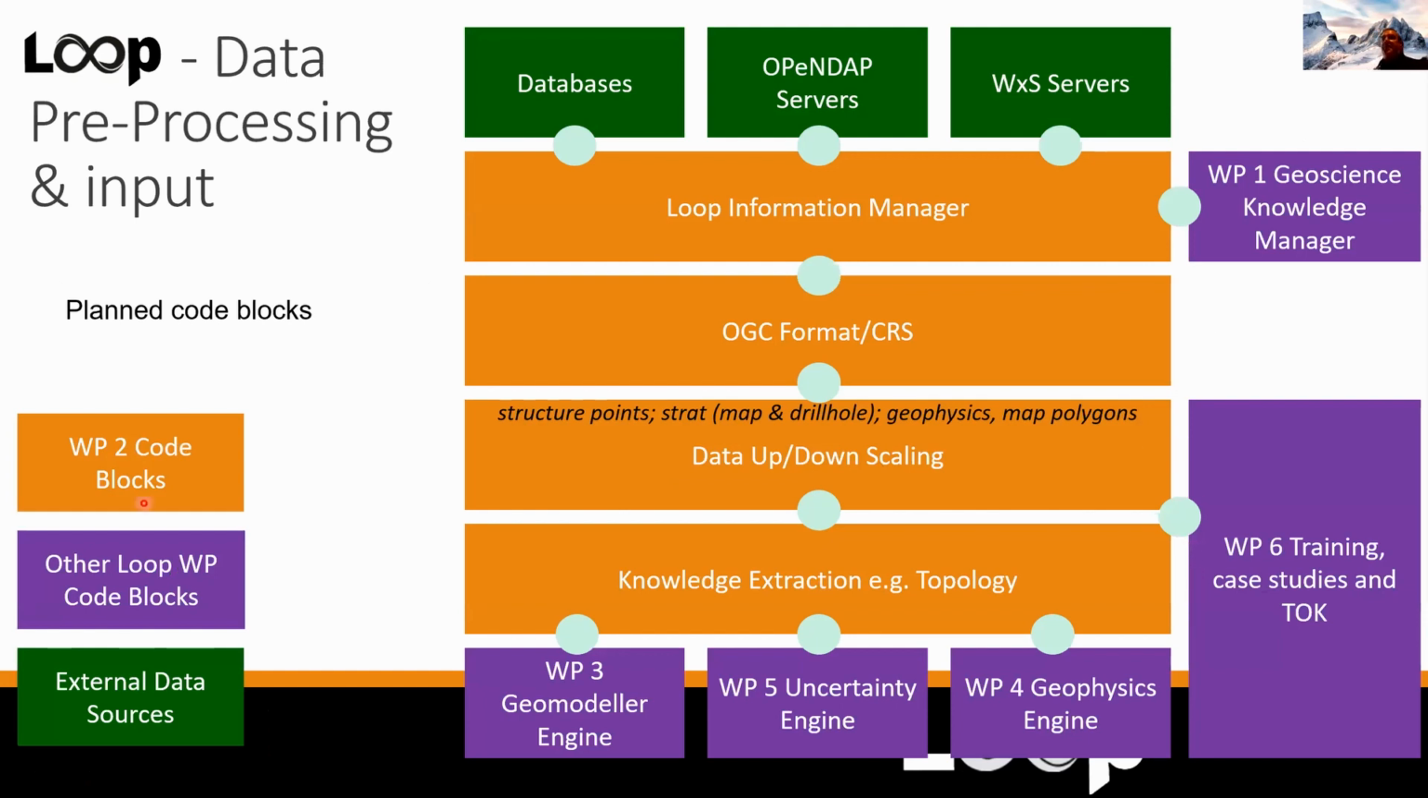The idea of the pre-processing loop, or pre-loop, if you want, is basically to be able to access or talk to all the different databases and servers available in our surveys at the moment. And then being able to, for example, manage projection systems, look at formatting the data in a format that Loop can actually digest, looking at upscaling and downscaling of data. Sometimes there are too many data points. Sometimes there aren't enough. So you actually need to know that as well.